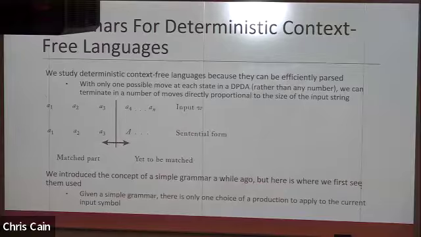When we have a simple grammar, there's only one choice of production to apply. We don't have that same tuple of non-terminal character, first character of input that comes from that. So it's exactly the same idea. So the rules of the simple grammar match with the rule preventing non-determinism in an NPDA or DPDA.